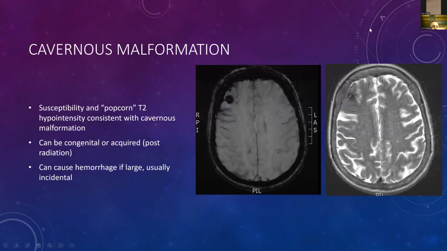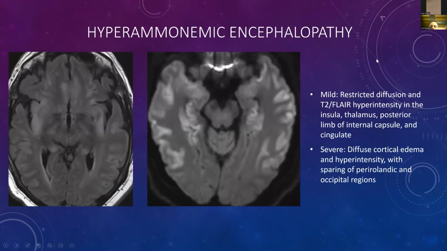Cavernous malformation, and these have susceptibility artifact, and tend to be peripheral. They have those popcorn T2 hypointensities. It may be congenital. They can be acquired, that is, in post-radiation treatment, and they can cause hemorrhaging if they become very large, but often they are incidental.